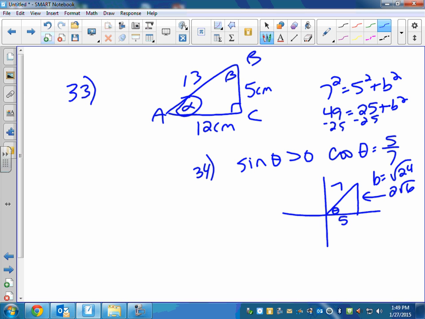And again, if you can find the other side of the triangle, you can find where you are, what quadrant you're in, then you just list everything out. Sine would be 2 square root of 6 over 7. They already gave us cosine. Tangent would be 2 square root of 6 over 5. Flip them all over. Yes?